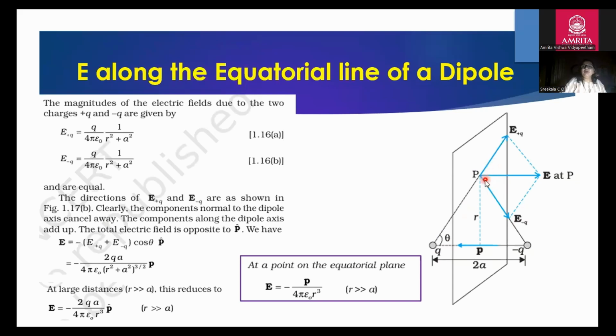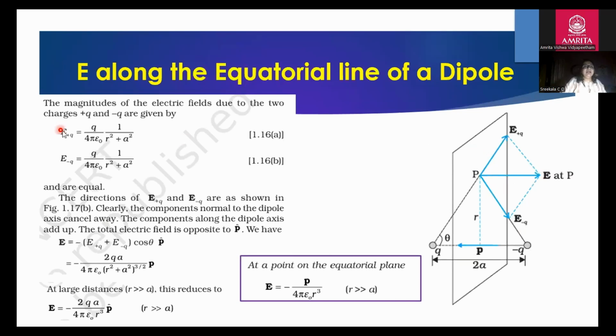Either you can solve this by the parallelogram law of vector addition. If two vectors are represented as the adjacent sides of a parallelogram, the diagonal will give the resultant vector. If A and B are the two vectors, then the resultant vector R is equal to root of A square plus B square plus 2AB cos theta. That also you can use here.